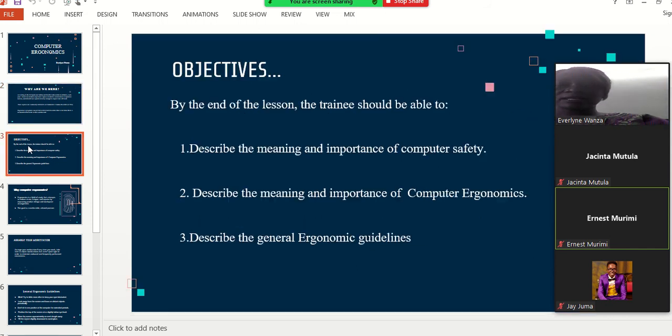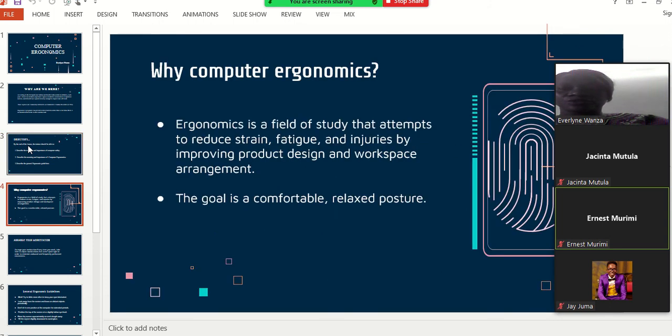Before the end of this lesson, you should be able to, one, describe the meaning and importance of computer safety. You should be able to describe the meaning and importance of computer ergonomics. You should be able to describe the general ergonomic guidelines. I'll be following through the chat session. If you have any questions or if you want to answer, please let us interact through our chat session.